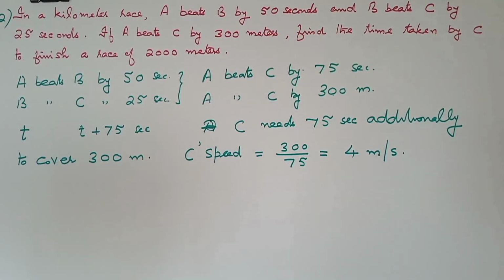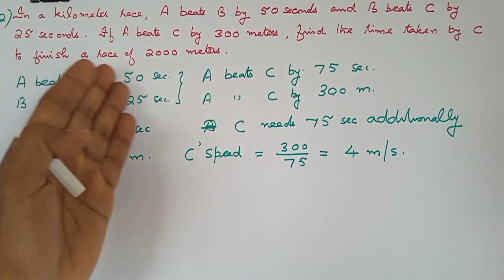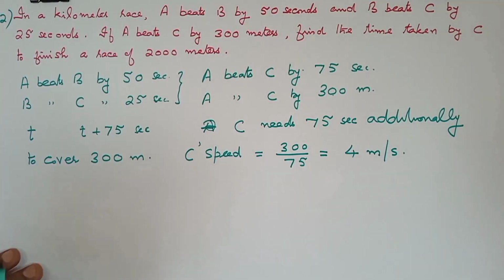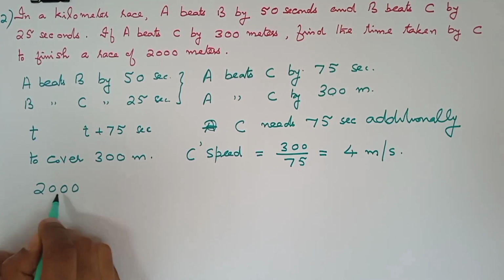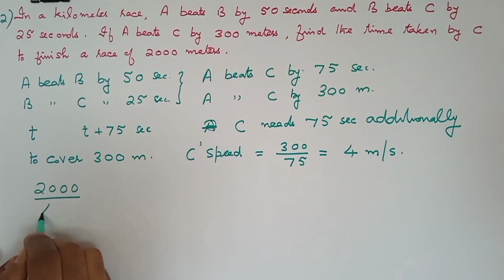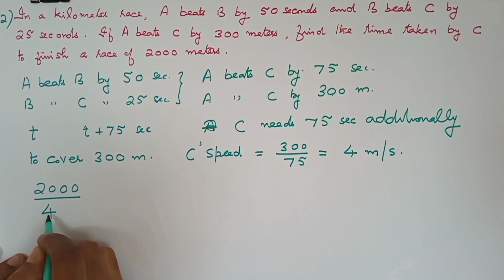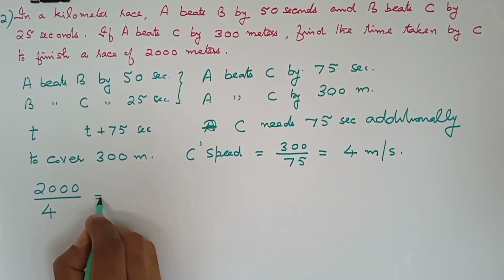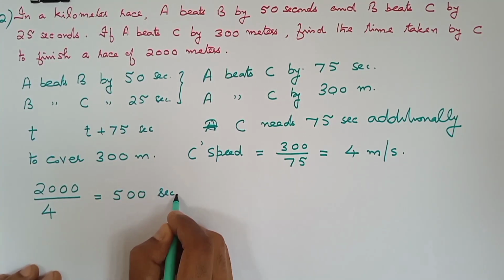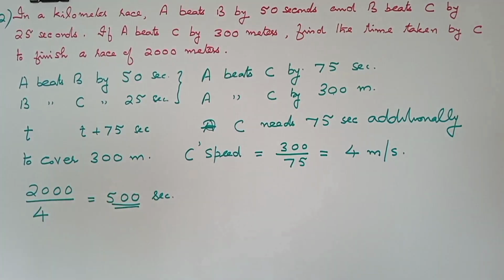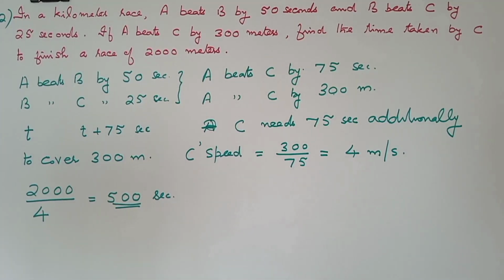And what is the question about? Time taken by C to finish a race of 2000 meters. So the distance C has to cover is 2000 meters. We have found out C's speed, which is 4. So this is distance, this is speed. Distance by speed gives you the time. This on simplification gives 500. So 500 seconds is the time taken by C to finish the race of 2000 meters.